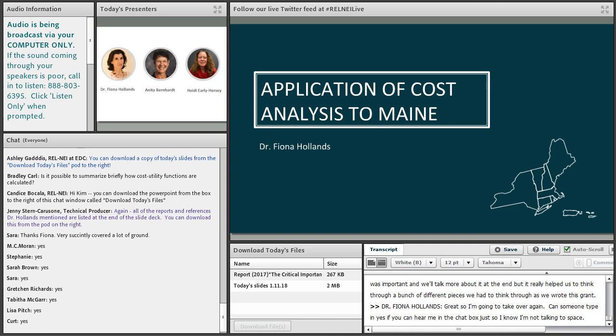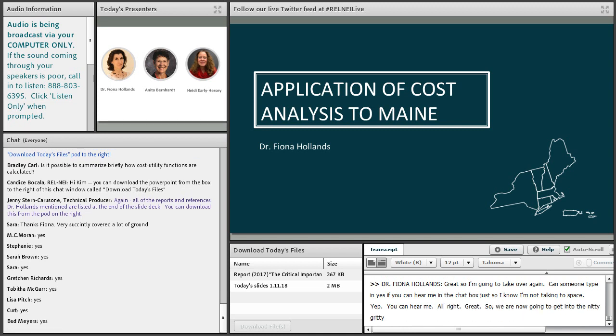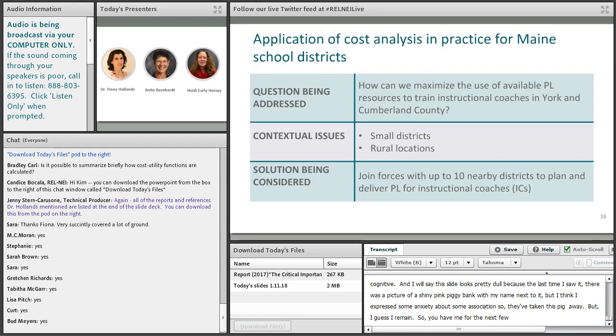Great. All right. So we are now going to get into the nitty-gritty of cost of professional learning. So this is where you need the calculator and the copy. And I will say this slide looks pretty dull because the last time I saw it, there was a picture of a shiny pink piggy bank with my name next to it. But I think I expressed some anxiety about the association, so they've taken the pig away. But I guess I remain. So you have me for the next few slides.